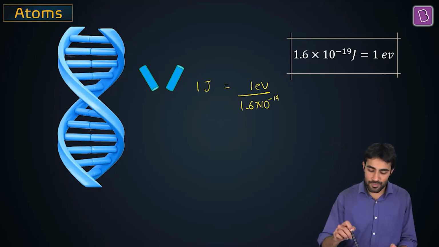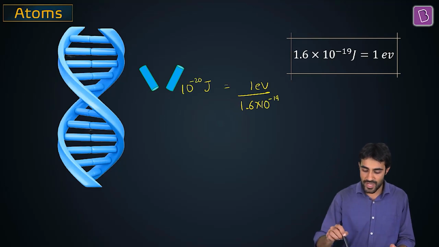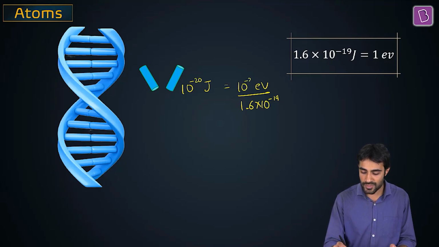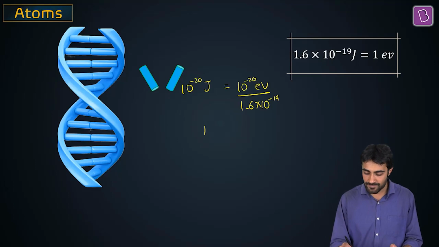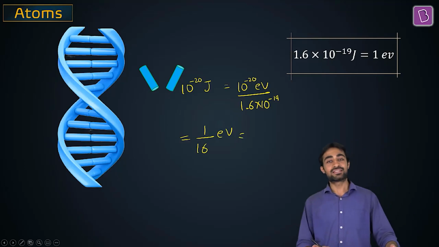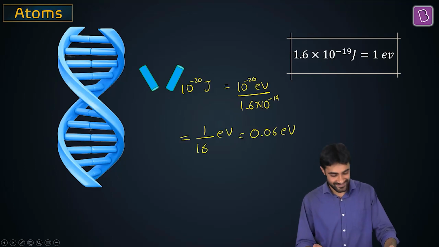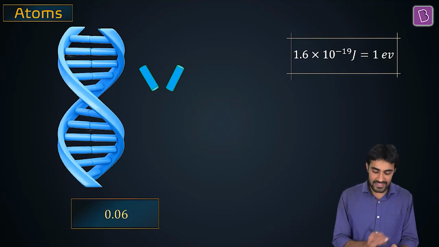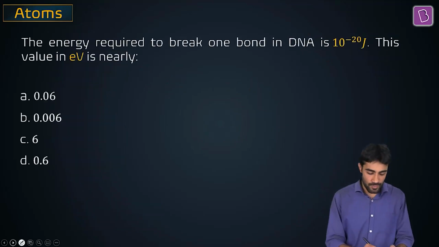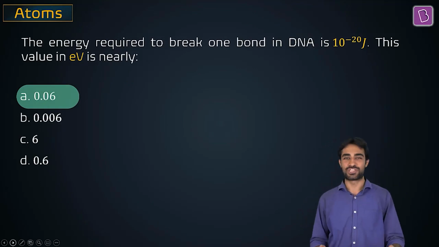What about 10 raised to power minus 20 joule? So 10 raised to power minus 20 joule is this much in electron volt. All right. So we can see that it is coming out to be 1 divided by 16 electron volt. Yes. And this thing can be written as 0.06 electron volt. Okay. So now we have our answer, 0.06 electron volt. This is the amount of energy we require to break the bond in our DNA, and option A is the right answer for this question.